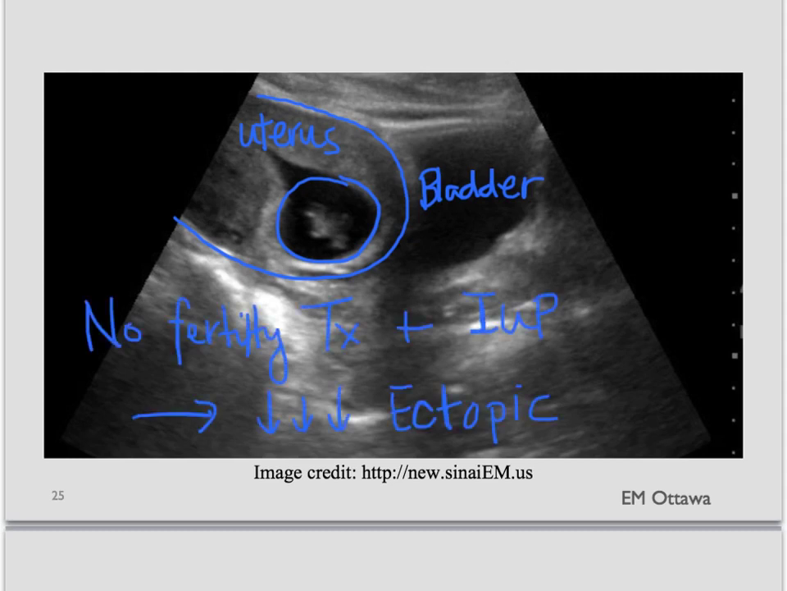In a patient who is not undergoing fertility treatment, the presence of an intrauterine pregnancy significantly decreases the risk of an ectopic pregnancy. In patients with fertility treatment, because there could be multiple gestations that have formed, the presence of an intrauterine pregnancy does not rule out an ectopic pregnancy. In a patient who is not undergoing fertility treatment, the presence of this intrauterine pregnancy is very reassuring to us. If the patients remain stable, they can likely go home and follow up with their own doctor.